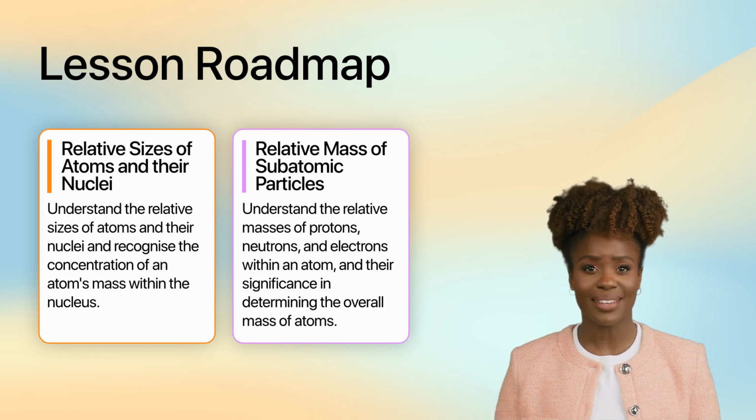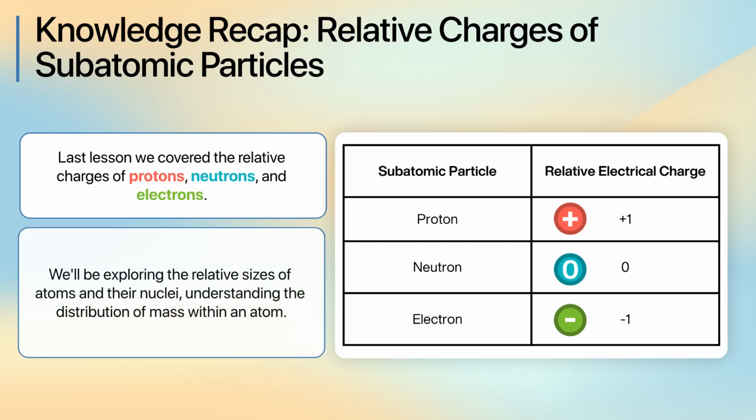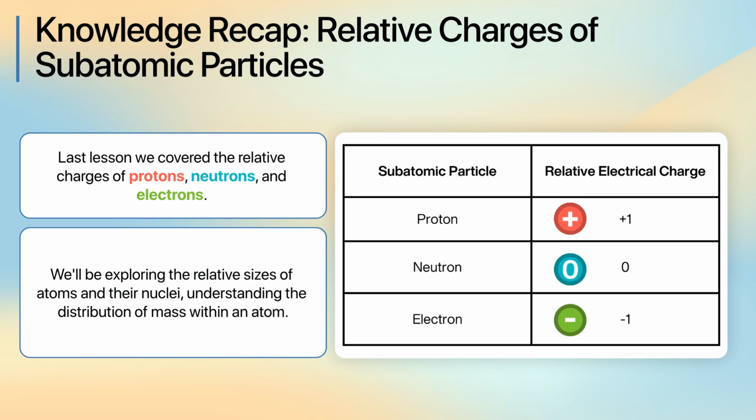Let's get started! From our last lesson, you will be familiar with the relative charges of protons, neutrons, and electrons. Building on this foundation, today's lesson will enhance our understanding by diving deeper into the specifics of atomic structure. By exploring the relative sizes of atoms and their nuclei and understanding the distribution of mass within an atom, we can gain clearer insights into how atomic structure influences chemical behavior and properties.